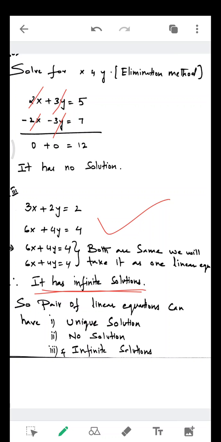So basically we have three types of solutions for a pair of linear equations. One is a unique solution, which we have done in the previous sessions, and you have also solved a worksheet on that. And there will be no solution also, like this case. There will be some pairs of linear equations which have no solution, and some pairs of equations which have infinite solutions, like this. So keep these three things in your mind.